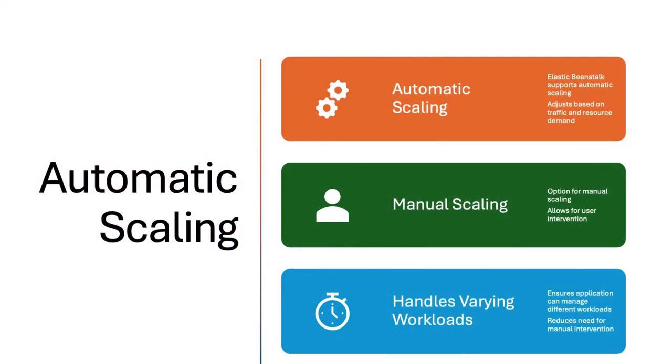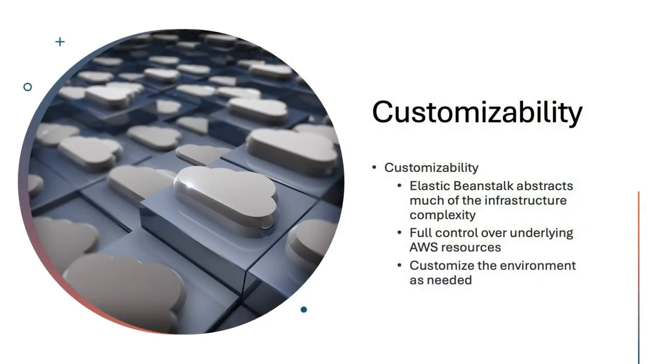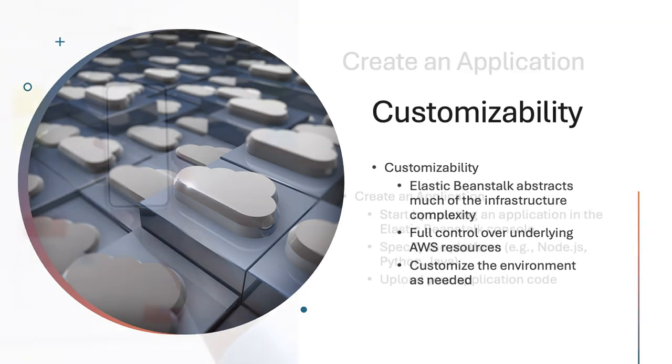Elastic Beanstalk supports both manual and automatic scaling. Automatic scaling adjusts based on traffic and resource demand, ensuring your application can handle varying workloads without manual intervention. Manual scaling allows for user intervention when needed. Elastic Beanstalk simplifies infrastructure but allows full control over AWS resources for customization.